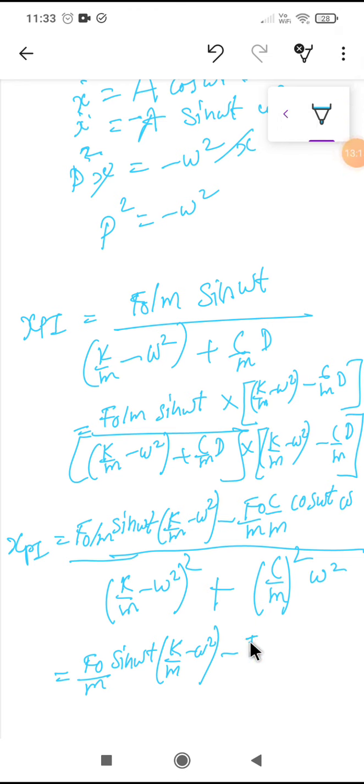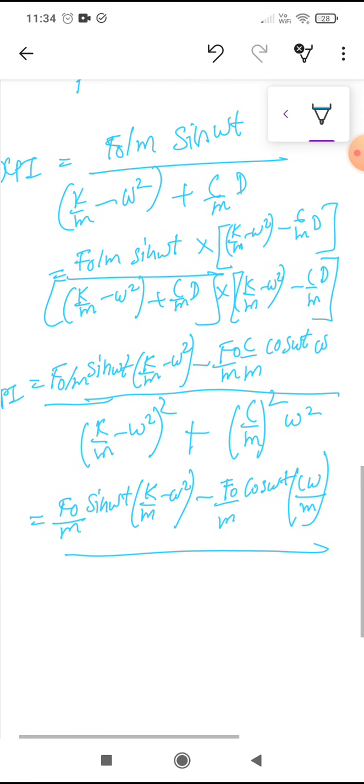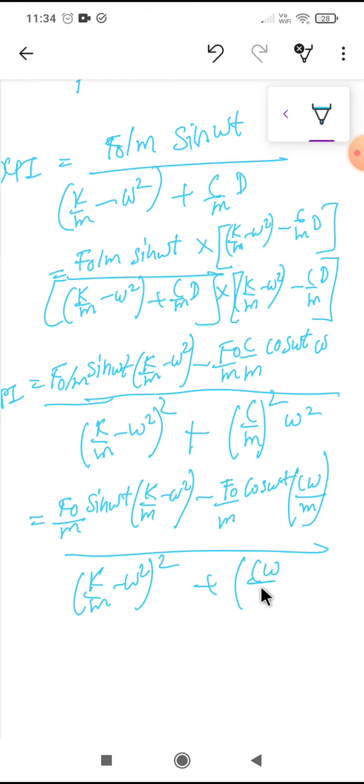So that is f0 by m cos omega t into c omega by m divided by (k by m minus omega square) whole square plus (c omega by m) whole square. As you can see, the term below is this and the c omega by m is this. So these two terms and these two terms are similar.